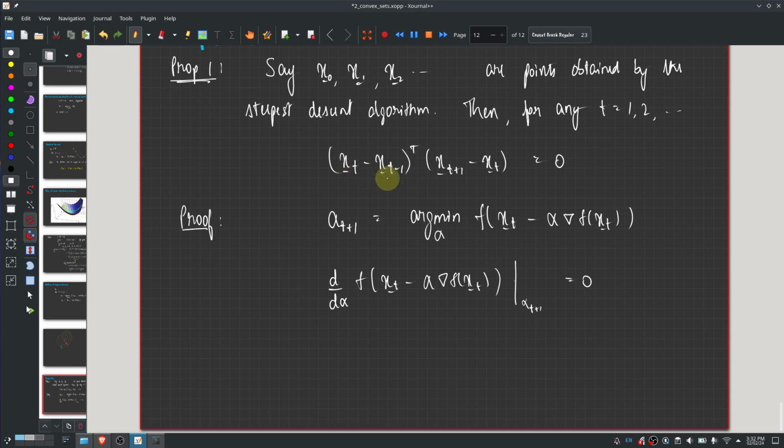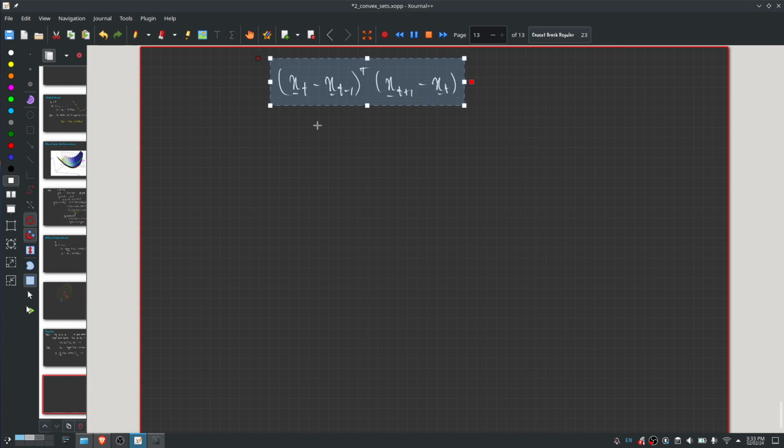So that's the first point, but also let us see what is xt plus 1 in terms of xt, and xt in terms of xt minus 1. So if I take this particular quantity, this is my observation number one. Let me take this particular quantity. So basically I have this, right? If I express xt in terms of xt minus 1, what do I get?